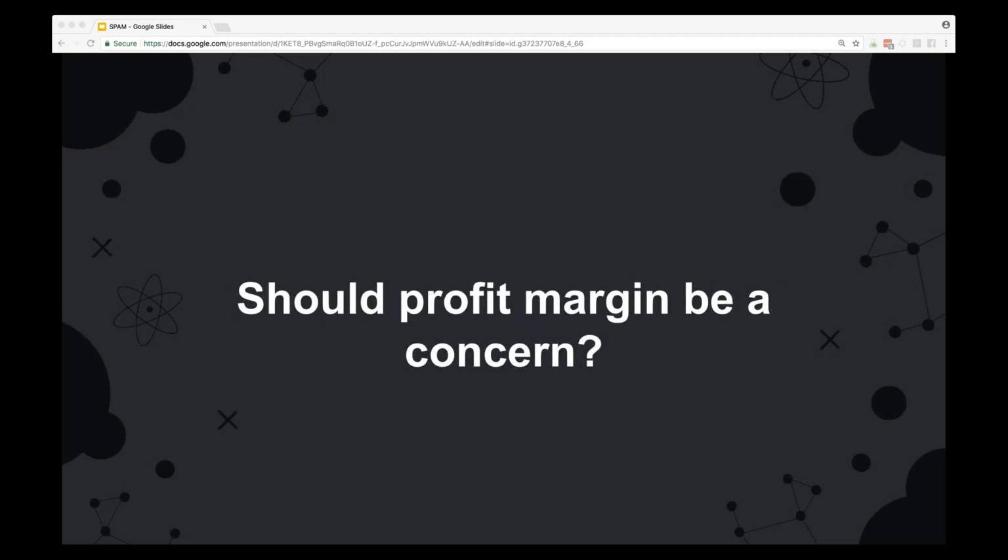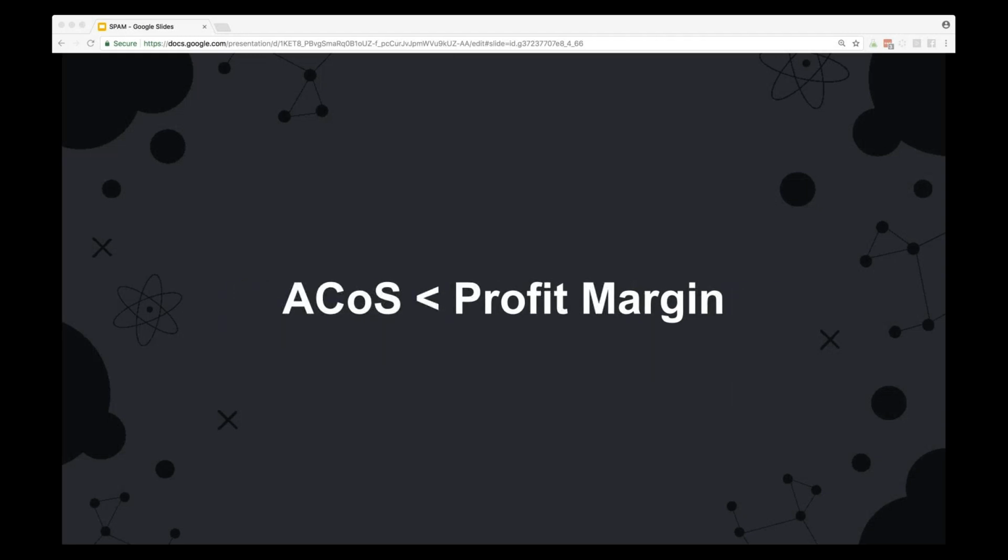But should profit margin even be a concern? That's an important question. Should your ACOS be a concern? A lot of people build their ACOS as follows, right? ACOS should be less than or equal to profit margin. That's how a lot of people think about it, right? So I never want to lose money. I never want to pay more than what's left over after my cost of goods sold and all my fees to acquire a customer. That's how a lot of people think about it.